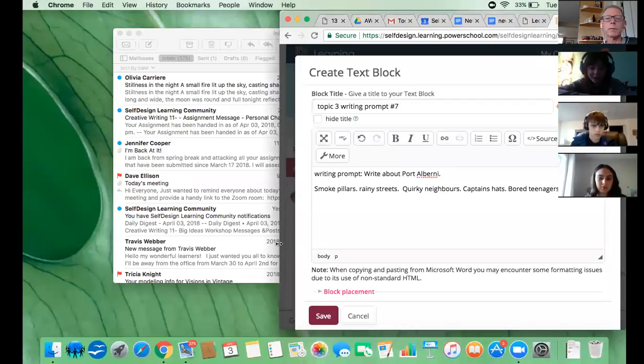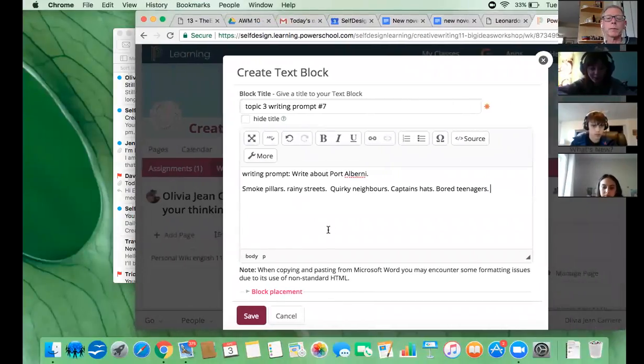All right, now, would anybody else like to share their list or some of the material they've generated? Yeah, I'll share. Okay, so I just started with a few things in Port Alberni: smoke pillars, rainy streets, quirky neighbors, captain's hats, and bored teenagers. Okay, I'd like the bored teenagers.